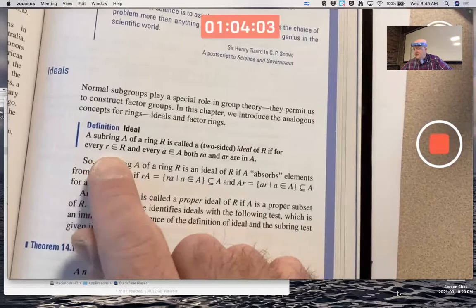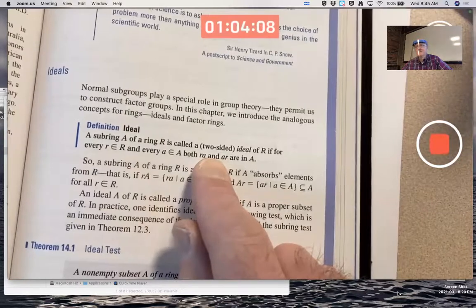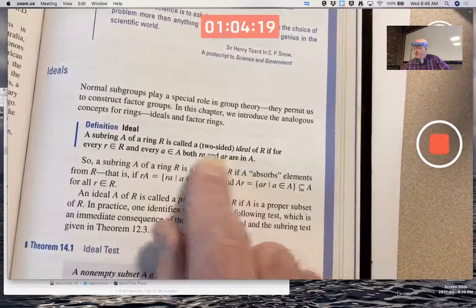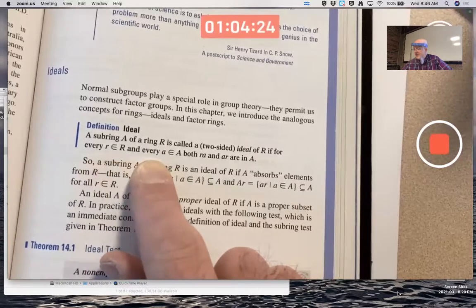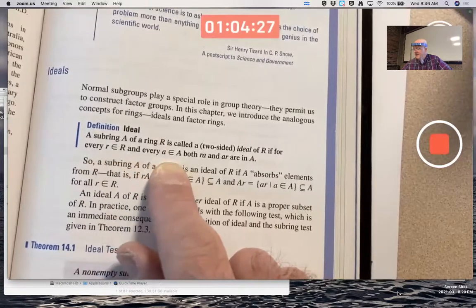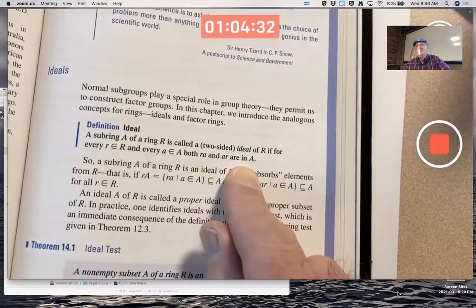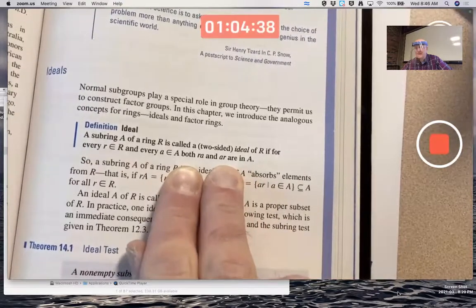Ideals are special subrings. We're only going to talk about what are called two-sided ideals. There are one-sided ideals as well, but it'll be simpler if we restrict our attention to two-sided ideals. A two-sided ideal satisfies the property that for every little r in capital R, the ring, and every little a in capital A, the ideal, both of these products, ra and ar, are in the ideal. These products are not necessarily the same. ra does not necessarily equal ar because the ring is not necessarily commutative.